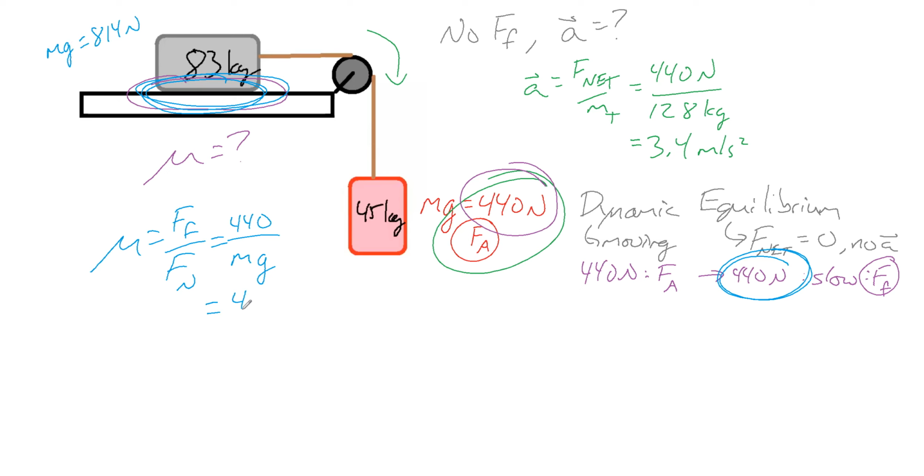If I do the 440 divided by the 814, I get a coefficient of friction of about 0.54. Again, it's unitless because the newtons cancel out. So the coefficient of friction would be 0.54 between the 83 kilogram box and the table.